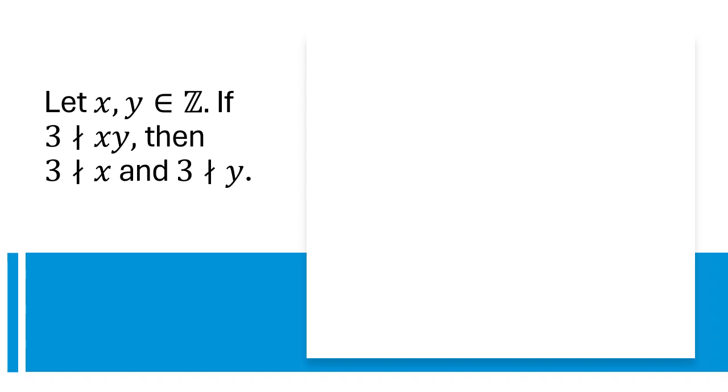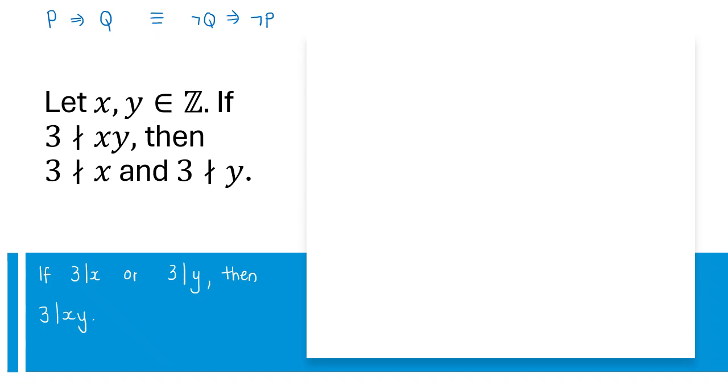Now, if we have an implication like if P then Q, we know this is logically equivalent to the contrapositive: if not Q, then not P. And this is what we are going to use in this statement. So let's just rewrite using the contrapositive. This will say if 3 is a divisor of x, or if 3 is a divisor of y, then 3 will be a divisor of their product, xy.